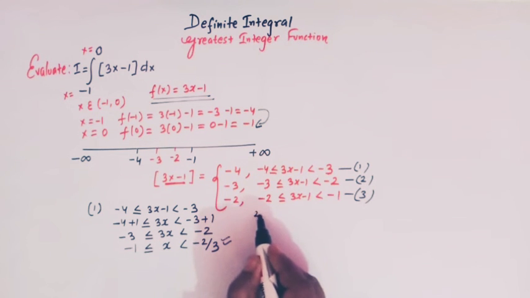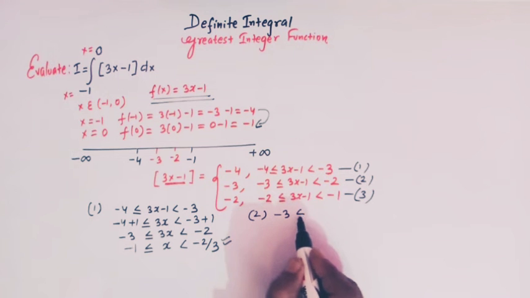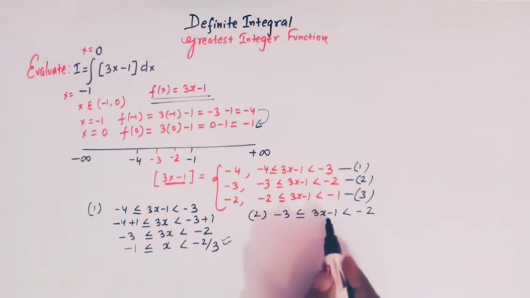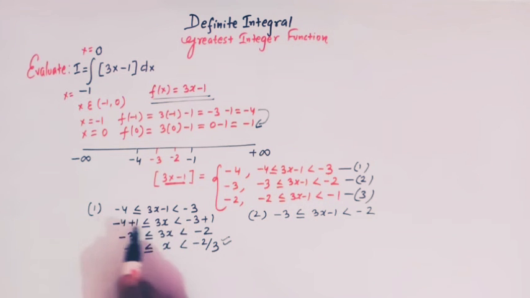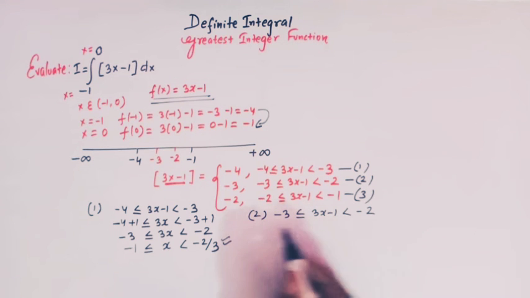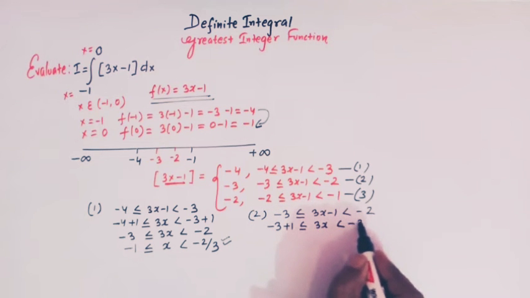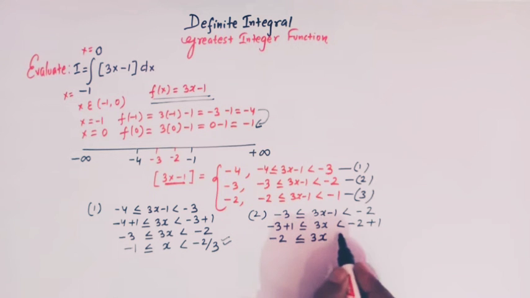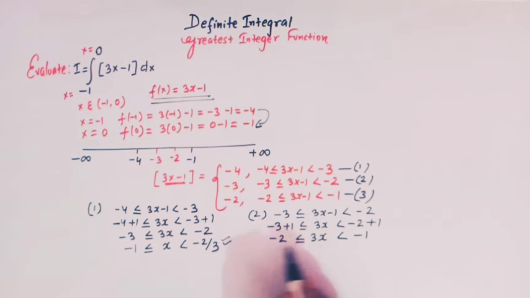Now let us take the second one. Here we have minus 3 less than or equal to 3x minus 1 less than minus 2. Following the same steps, adding 1 throughout, we have minus 3 plus 1, here we have 3x, and then we have minus 2 plus 1. This is minus 2, here we have 3x, and here we have minus 1. Now dividing throughout by 3, we have minus 2 over 3 less than or equal to x, and less than minus 1 over 3.